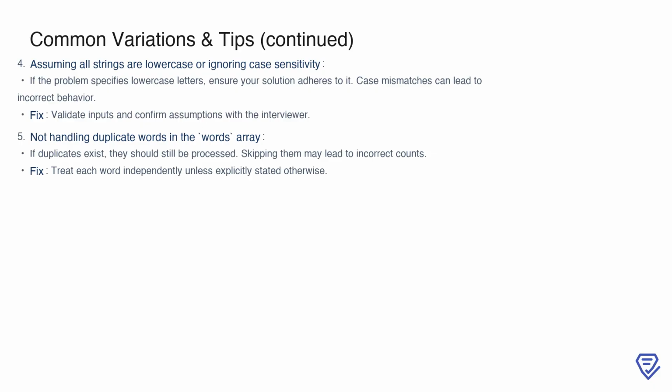Additionally, it's important not to overlook duplicate words in the words array. Even if duplicates exist, they should still be processed, as skipping them could result in an incorrect count of consistent strings. The solution should treat each word independently unless explicitly instructed otherwise. These considerations will help you avoid common pitfalls and produce a more robust implementation.